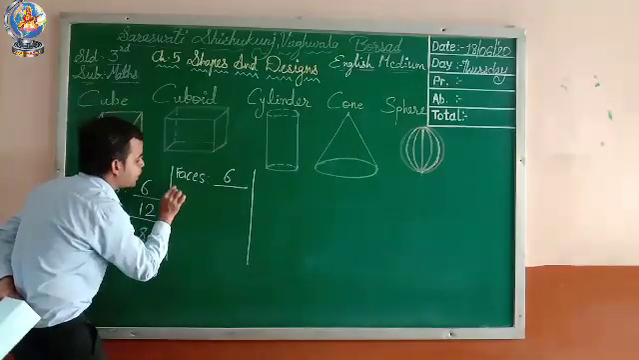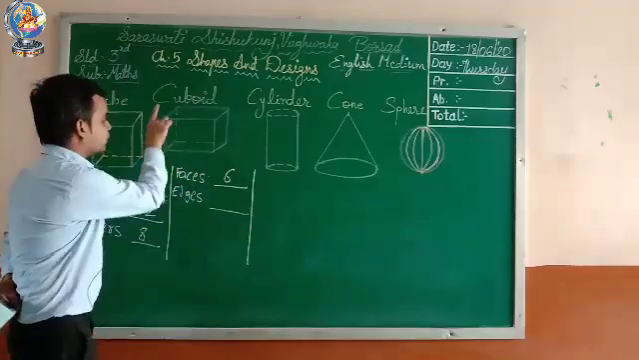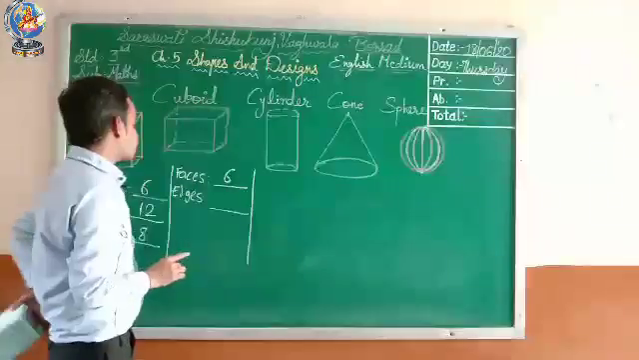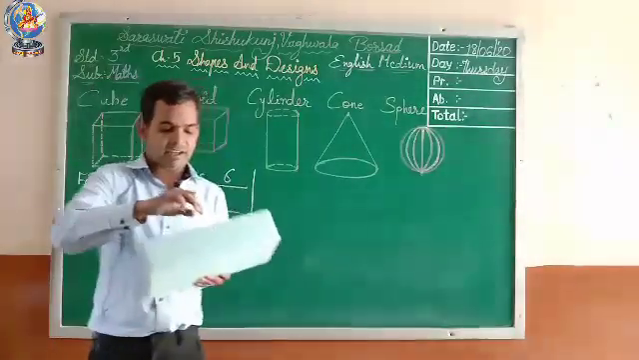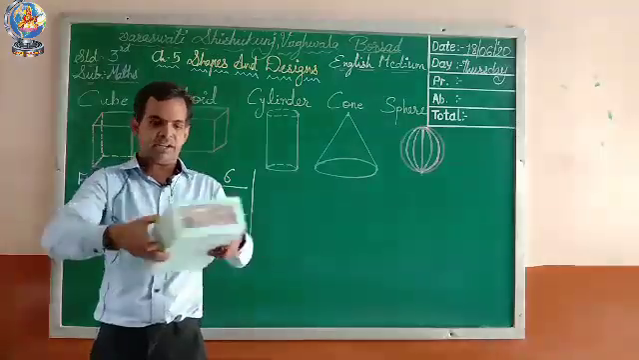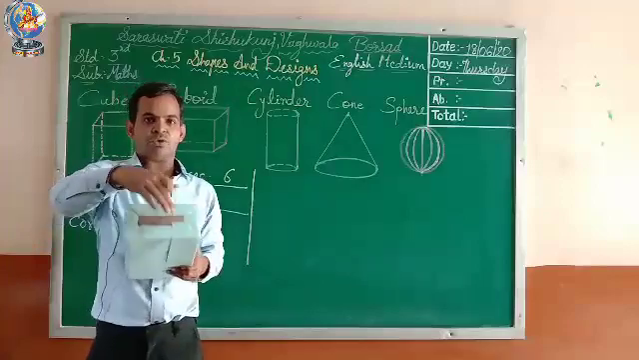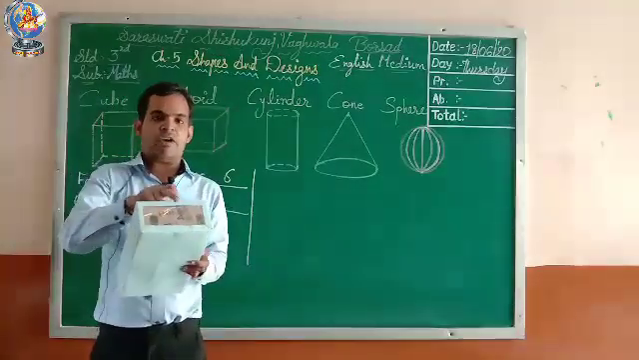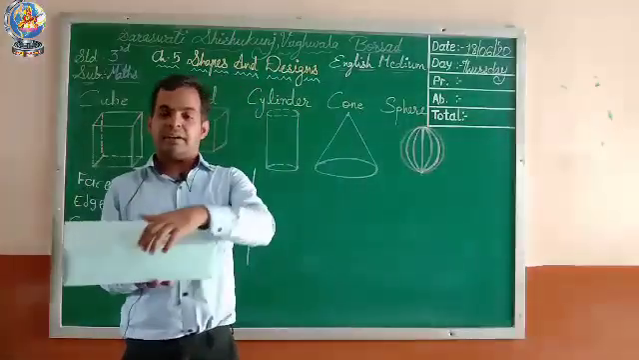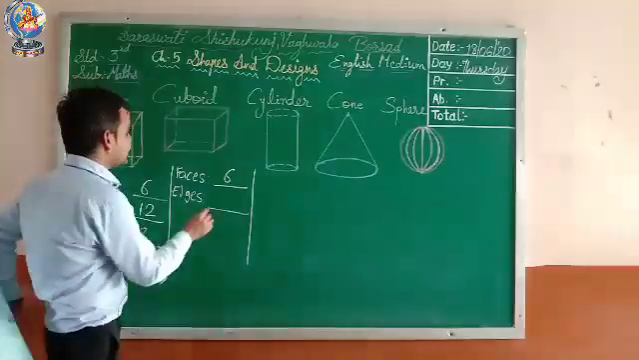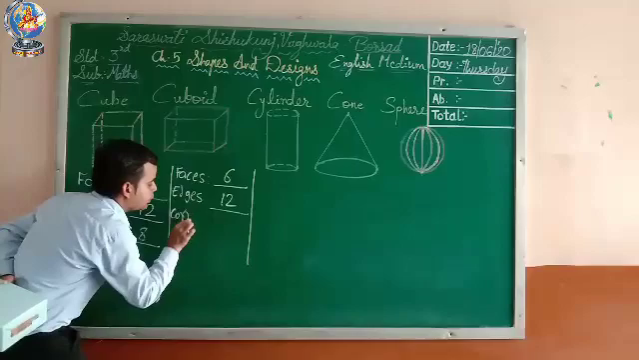Then let's discuss the edges of the cuboid shape. If we count, how many edges does the cuboid shape have? So here 1 2, then 3 4. Understood? Then 5 6 7 8. Then 9 10 11 and 12. So how many edges does the cuboid shape have? 12.